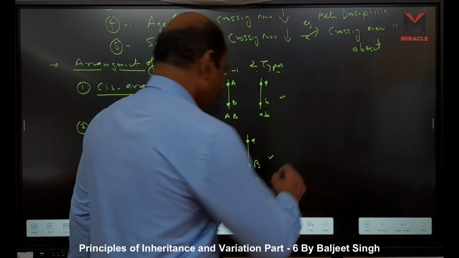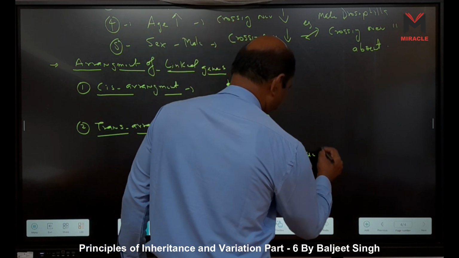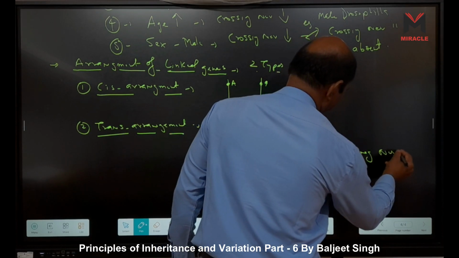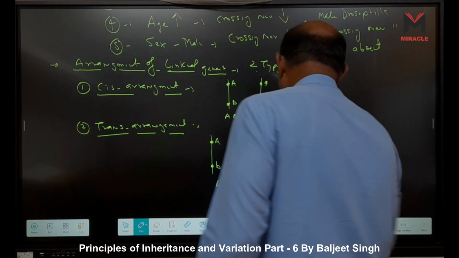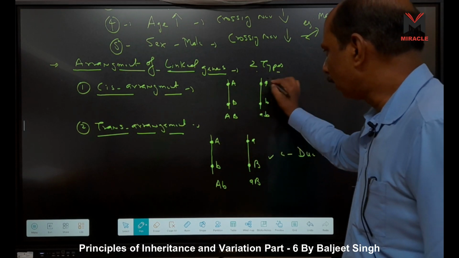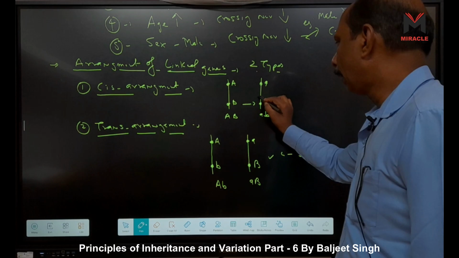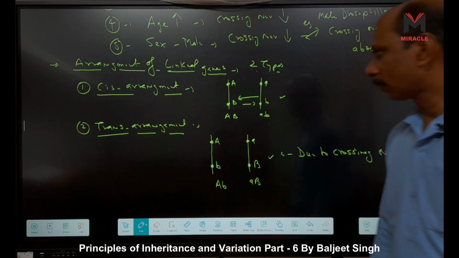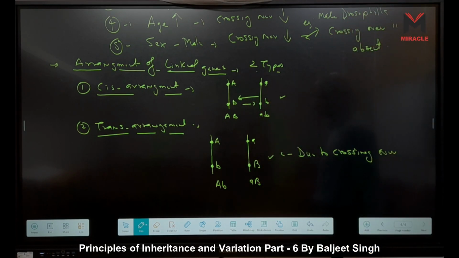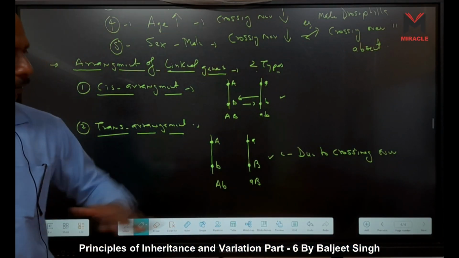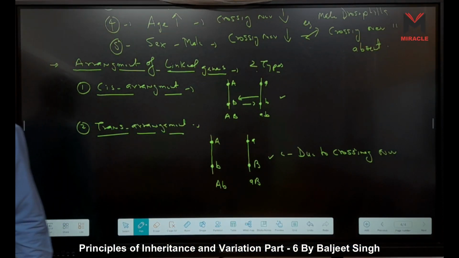Trans arrangement happens due to crossing over. Because here what happens? These are transferred. B goes to this side and this B goes to that side. That's why it is called trans arrangement, because these genes are transferred. Simply, they are transferred. Do you understand?